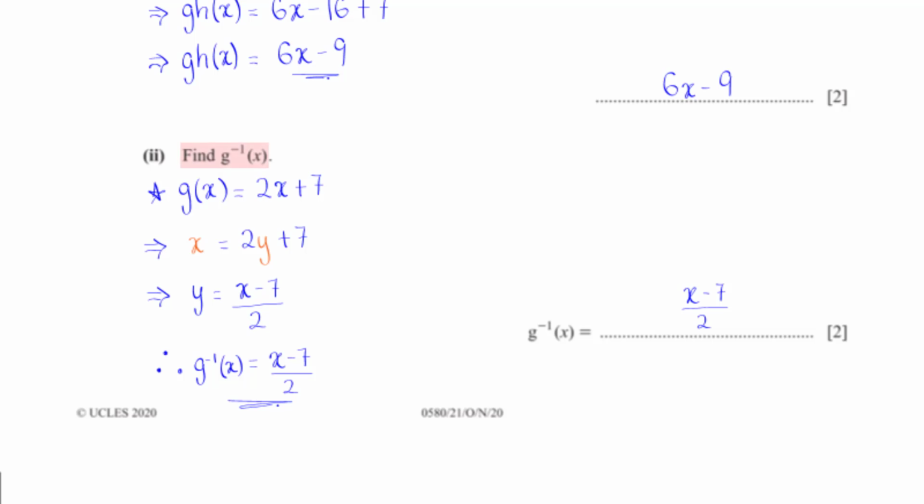Find g inverse of x. We've been given g of x as 2x plus 7. So in the first step, we replace g of x with x and replace x with y, giving us x equals 2y plus 7. When we make y the subject, we have y is equal to x minus 7 divided by 2. This is the same as g inverse of x. And so g inverse of x is also equal to x minus 7 over 2.